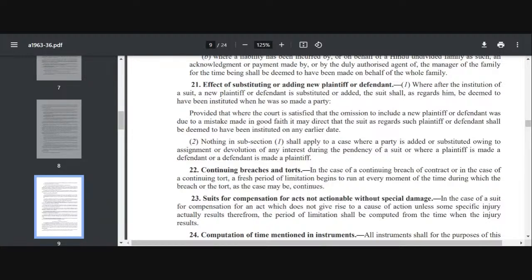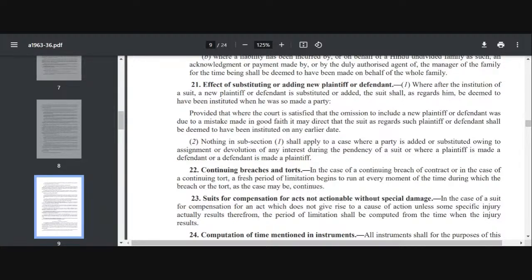If I want to substitute or if I want to add someone subsequently, right? So if the suit becomes barred as regards him alone or as regards other parties also, it can happen, which will have to be ascertained with reference to substantive law, of course, relating to the subject of necessary parties. But 21 says that if, after the institution of suit, I want to add or I want to substitute a new party, then the suit as regards him will be deemed to have been instituted when he was so made a party.